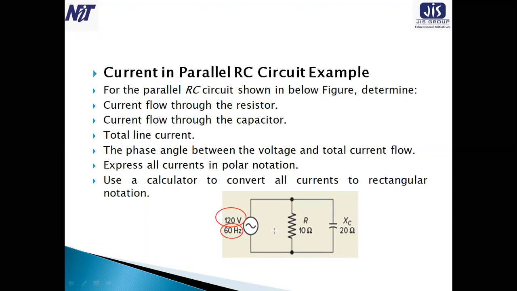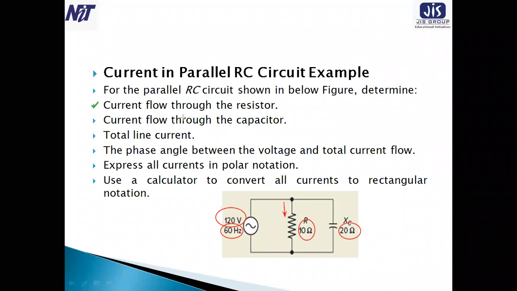If it is 60, put the value 60 for f. If nothing is given, you can consider it to be 50. But if it is given, carefully consider the value. Now R is given, that is 10 ohms, and XC is 20 ohms. The problem is for the parallel RC circuit shown in the figure, determine the following. The first one is the current flow through the resistor, this current, that will be IR.